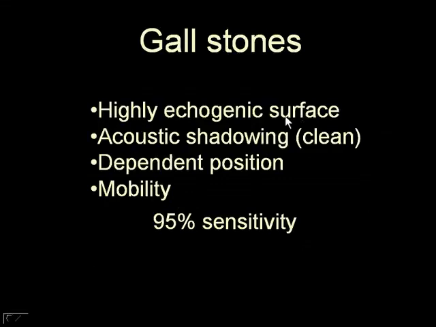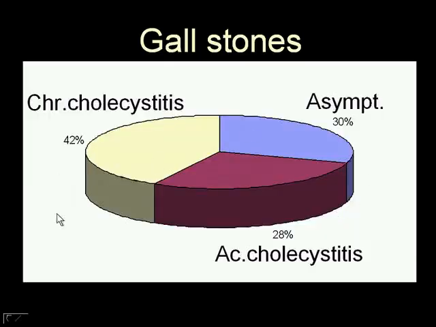Gallstones, what are the hallmarks? Acoustic shadow, highly echogenic surface, dependent position, mobility. If all of them are there, we are 95% sure about gallstones. Gallstones are important because 42% of them go into chronic cholecystitis, 30% are indeed silent asymptomatic stones, and 28% of them go into acute cholecystitis.